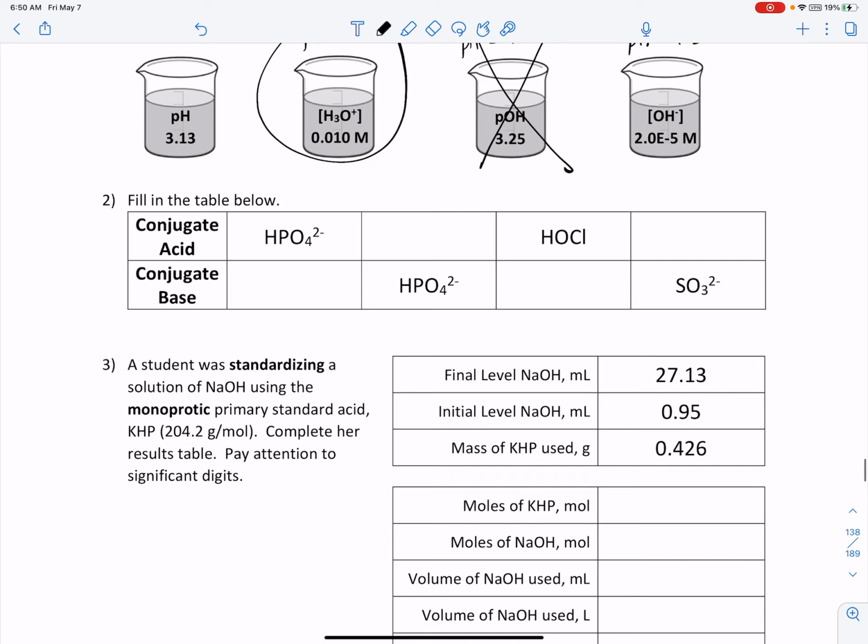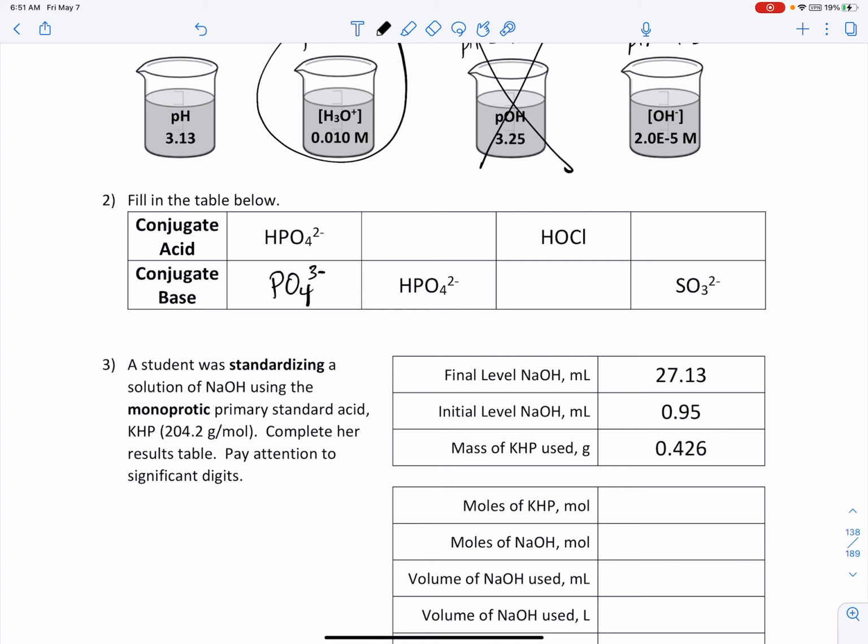Question 2, pause and see if you can fill in the conjugate acids and bases. If you're given an acid and you want its conjugate base, you just remember that acids donate their hydrogen ions. So take the HPO4 2-, give away the hydrogen ion, and what you're left with is PO4, the phosphate ion. Because this started off as 2- and you lose a hydrogen, which is positive, now it's going to be 3-. The charge goes down when you lose a hydrogen.